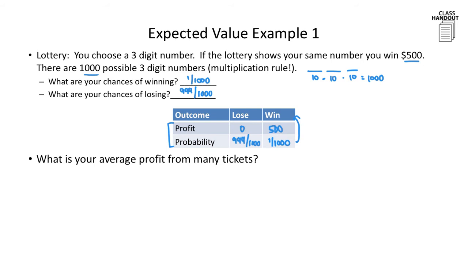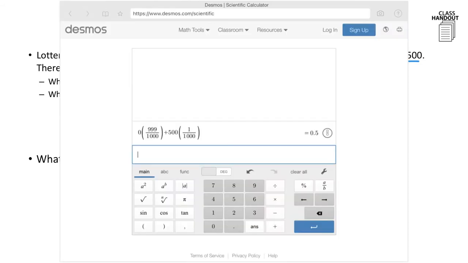To calculate the average profit from many tickets, that's the expected value. We take our profit and multiply it by the probability. So it's going to be 0 times 999 over 1,000, plus our other outcome times its probability. Now we're going to use a calculator. We would do 0 times 999 over 1,000 plus 500 times 1 over 1,000, and we would get an expected value of 0.5.